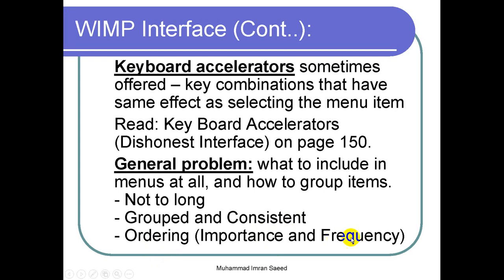Ordering, importance and frequency. As we studied in the last lecture, whenever we make menus, we combine them and group them on the basis of their functionality. All the options related to the file must come under the file category. All the options related to editing must come under edit, and those that are frequently used must be near to the user so he or she may use them easily.